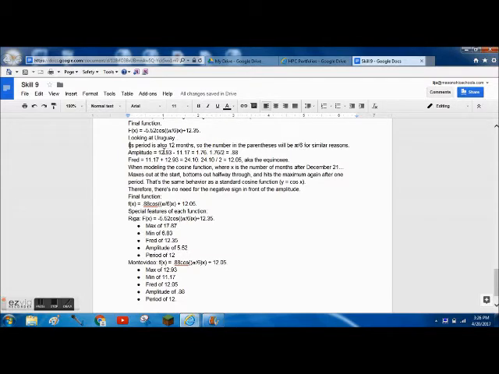Looking at Uruguay, its period is also 12 months, so the number in the parentheses will also be pi over 6. Its amplitude is the long solstice minus the short solstice, then halve that, and that's 0.88. The vertical shift is the average of the two solstices, which is 12.05, which is the equinoxes.